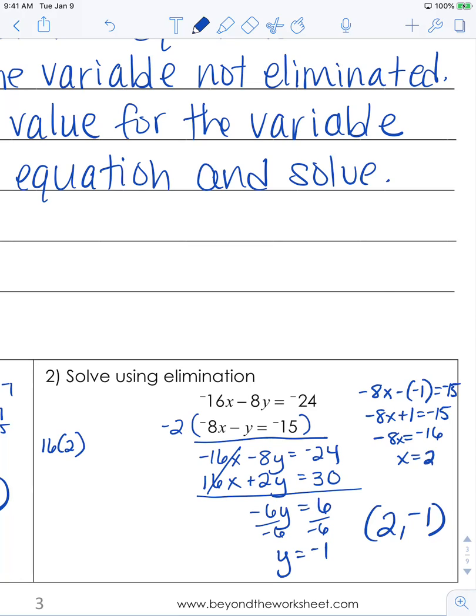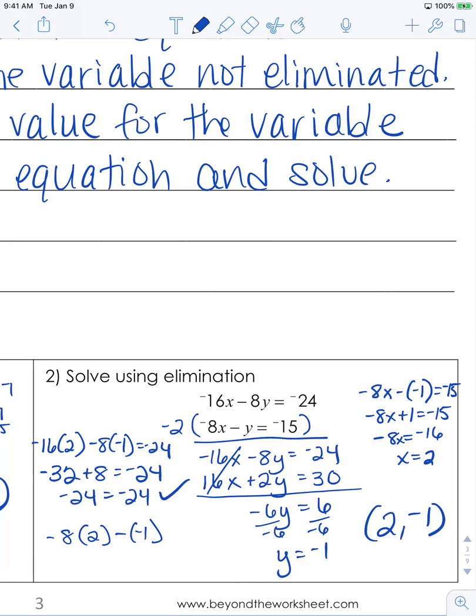So negative 16 times 2 minus 8 times negative 1 equals negative 24. We will have negative 32 plus 8 equals negative 24. Negative 24 does equal negative 24. So that one checks out. One more, negative 8 times 2 minus negative 1 equals negative 15. Negative 16 plus 1 equals negative 15. Negative 15 does equal negative 15.